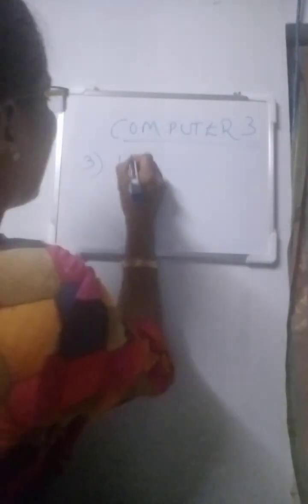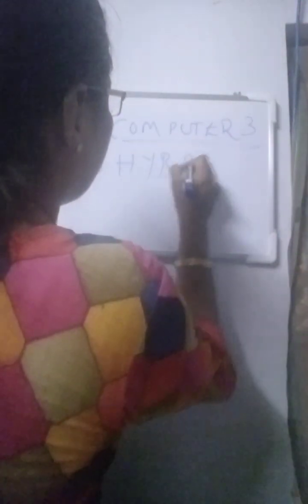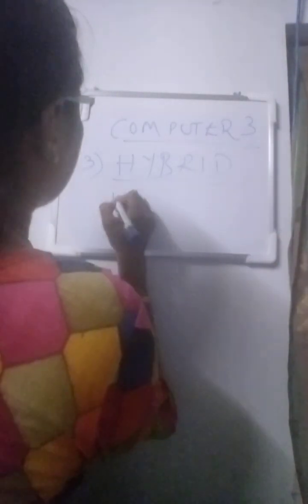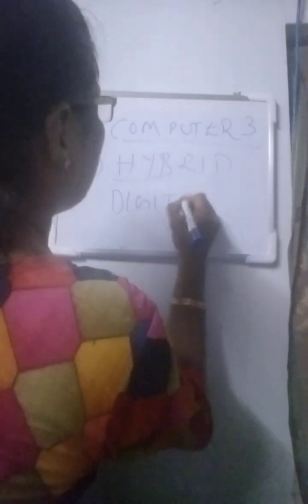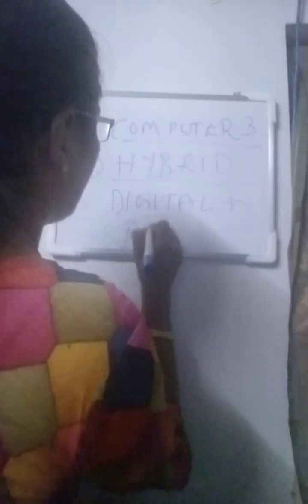Okay. Now, the third one, hybrid computers. Hybrid computers is a combination of digital and analog computers. The third one, hybrid computers, is a combination of digital and analog computers.